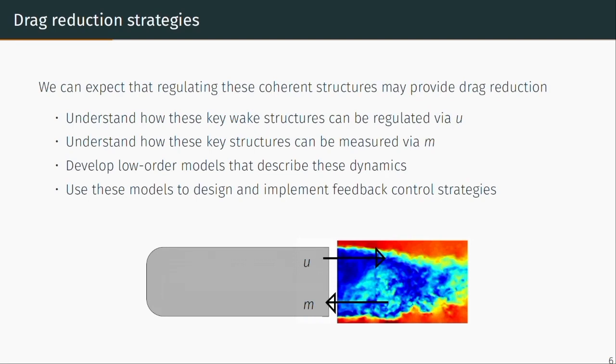So we want to understand firstly how we can regulate these structures via some sort of control input from the body to the flow, and whether we can measure these structures effectively via some surface-mounted measurements. Then the purpose was to develop some low-order models to describe the dynamics of these structures, how they develop in the flow, and how our inputs and our measurements are related to these models. And finally, the aim was to use these models to design effective but also practically implementable feedback control strategies that would regulate the features and hopefully lead to drag reduction as a result.